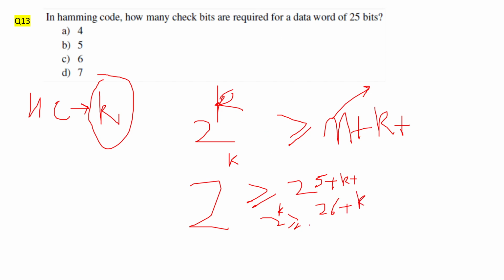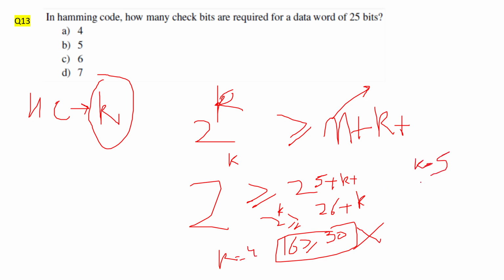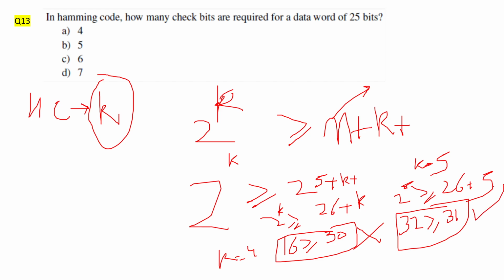Now we'll do some guesses. Let's say k is equal to 4, so 2 raised to the power 4 is 16. 16 should be greater than or equal to 26 plus 4, that is 30. 16 greater than or equal to 30, so this doesn't satisfy. Now we'll put k equal to 5, so 2 raised to the power 5 should be greater than or equal to 26 plus 5. 2 raised to the power 5 is 32. 32 is greater than 31, so this condition is satisfied. So that means k is equal to 5. So the number of check bits required for a 25-bit data word is 5.